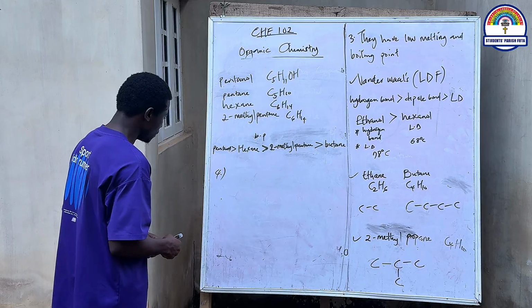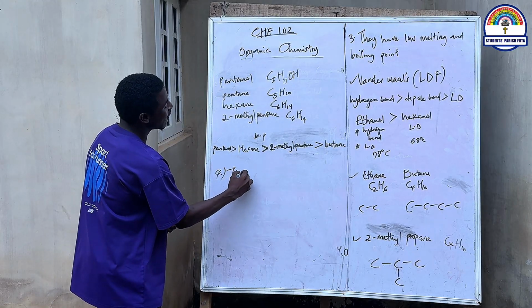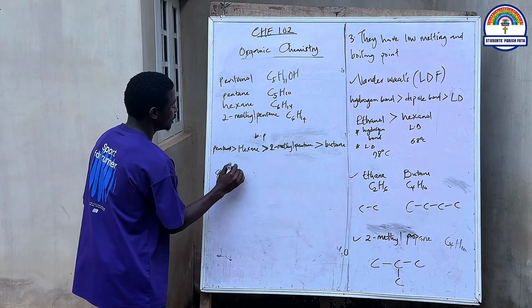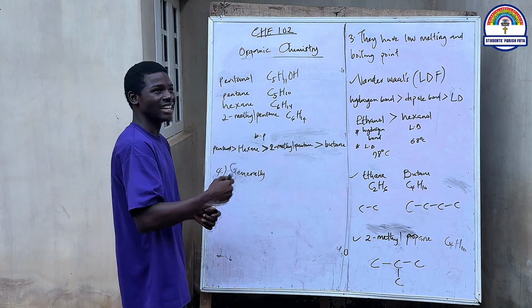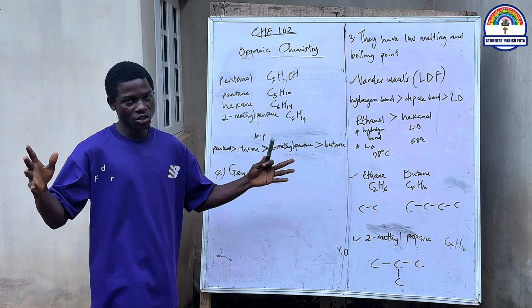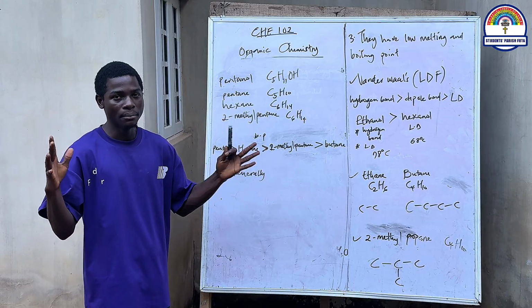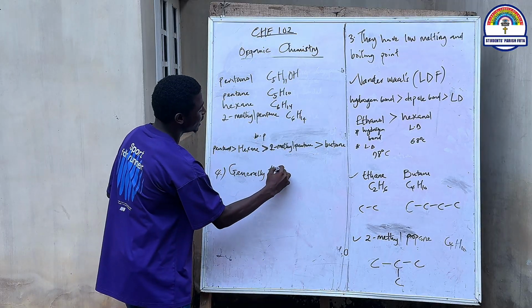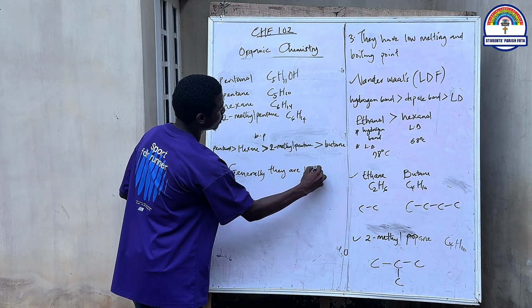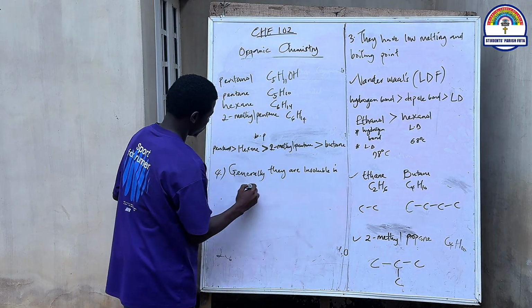Now, the fourth property we'll be looking at is their solubility. They are generally insoluble in water. When I use the word generally, or anytime I use the keyword generally, know that a vast majority of them, or a majority of them, cannot do that thing or can do that thing. It does not mean all of them. So generally, they are insoluble in water.